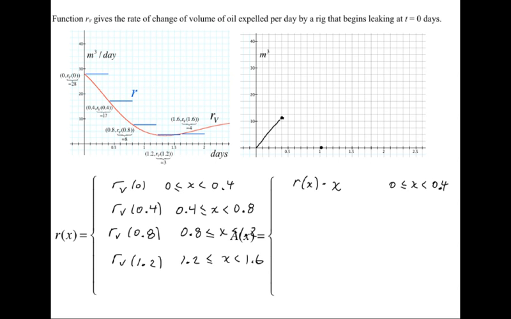Okay, so now let's think about this. So we've got what? Here we are. We've got this much oil expelled, and then what's going to happen now at 0.4? The rate abruptly changes, right? The rate abruptly changes. So we want to write how much oil. Now between 0.4 and 0.8, how can I write how much oil we get in this interval from 0.4 to 0.8?